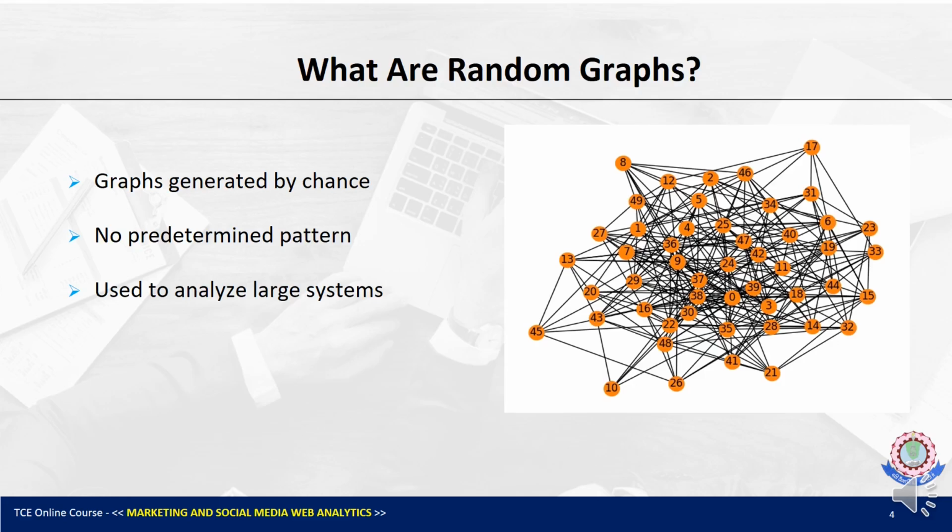Random graphs help us to understand natural systems by giving us a baseline model. We can compare real networks to the random one and understand what is happening because of chance and what is happening because of real social or biological structure.